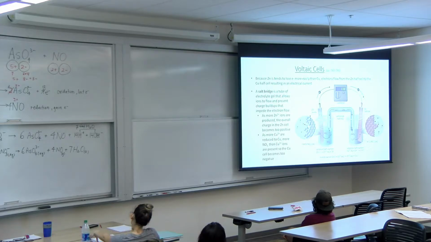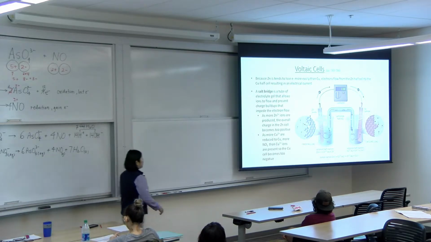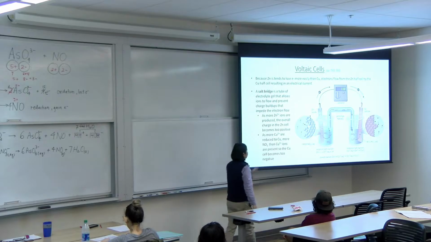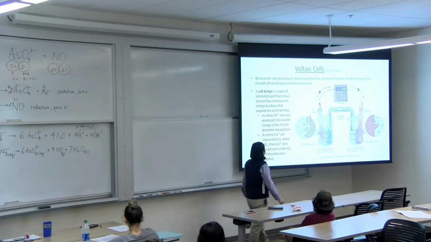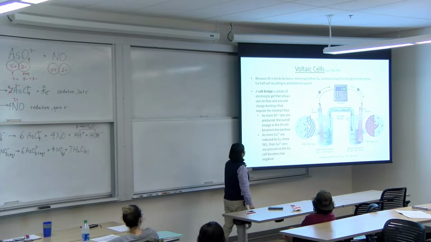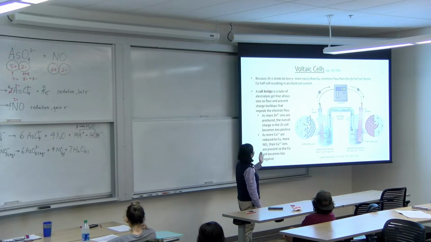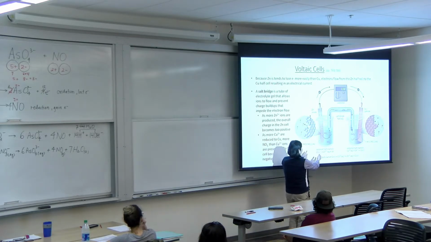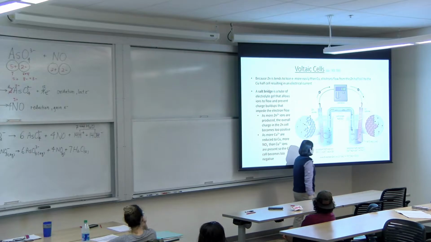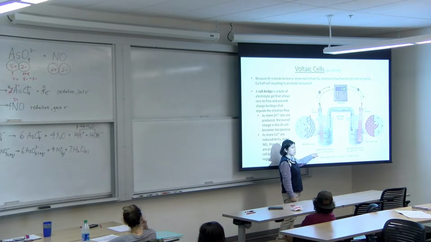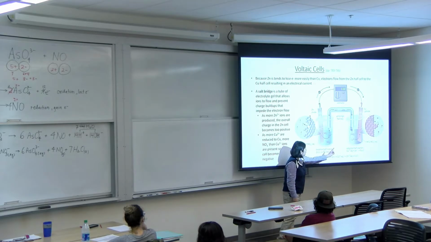So, let's look a little bit closer at that same setup. Okay, again, zinc is on the left, copper is on the right. Okay? Zinc tends to lose electrons more easily than copper. The electron flow from the zinc half cell to the copper half cell results in an electrical current. We call this half of a cell. We call this half of a cell. Because really what is going on here is the oxidation is occurring in this half. The reduction is occurring in that half.